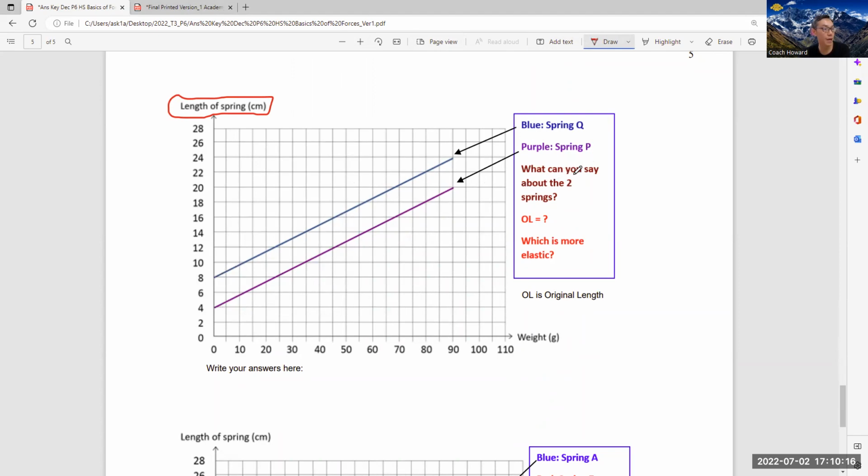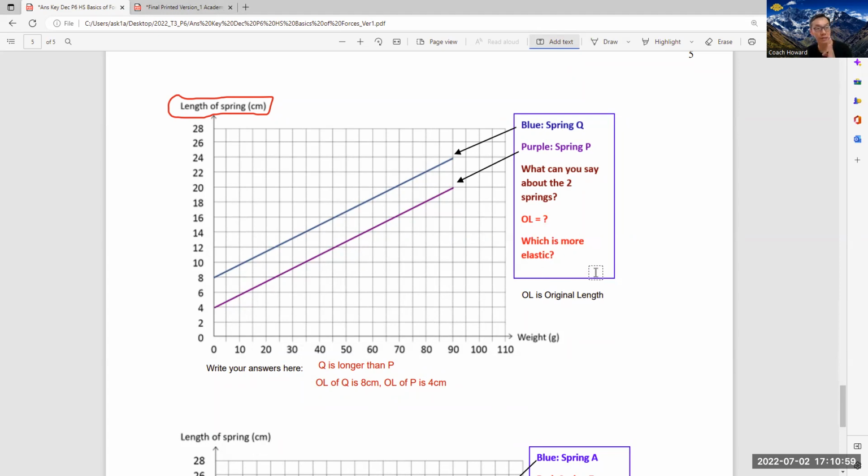My question is, what can you say about the 2 springs? We can say the spring Q is longer than spring P. What's the first thing you can say? Q is longer than P. Secondly, what is our OL? OL means original length. OL of Q, see from the graph, is 8 cm. OL of P is 4 cm. Okay, original length. Which is more elastic? This one is a tricky question. Which is more elastic?